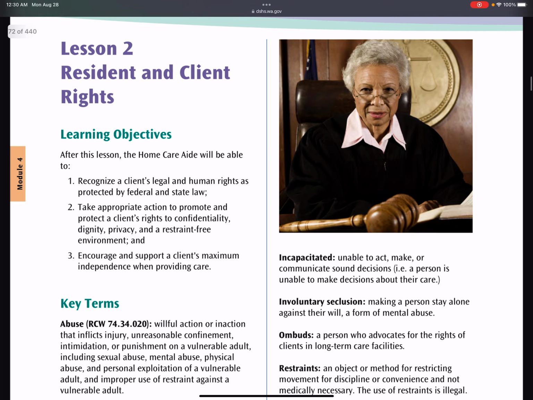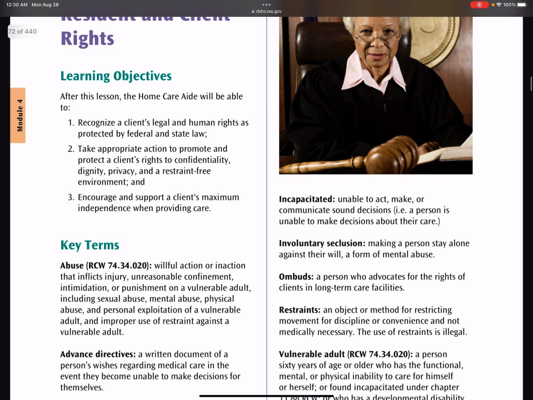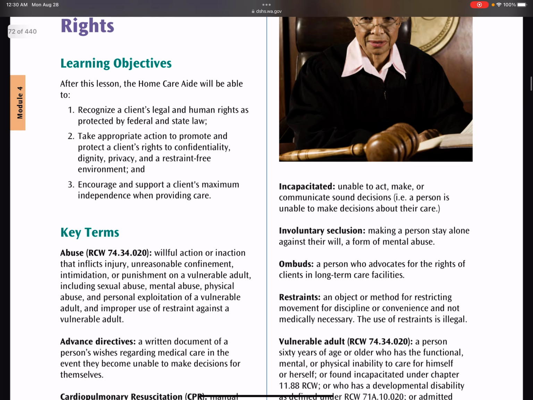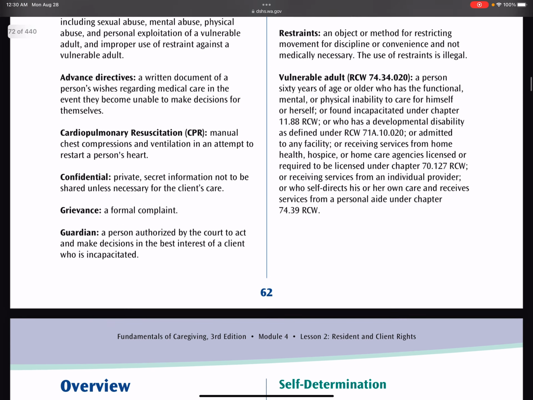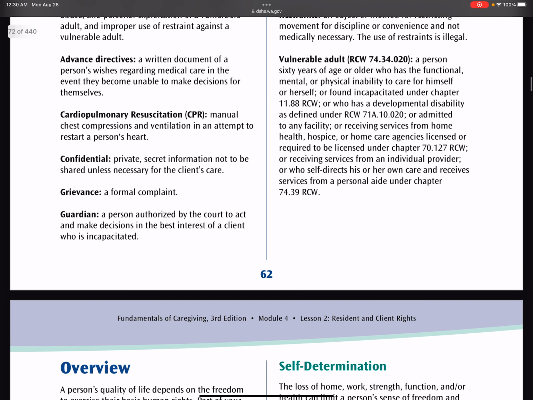There are very important key terms in here. It's very important you need to know them. Abuse, advance directive, CPR, cardiopulmonary resuscitation, confidentiality, incapacitated, involuntary seclusion, ombudsman, restraint, vulnerable adult, grievance, guardian. These are very important words. If you learn them, it's good for you.